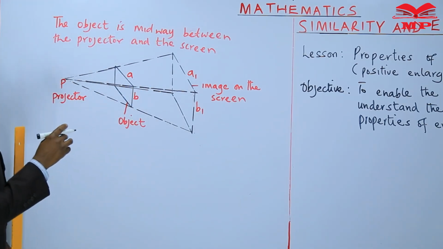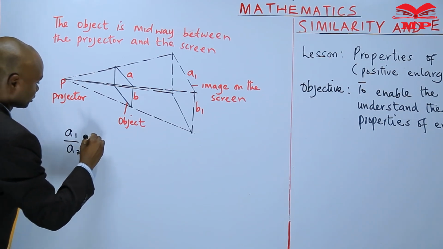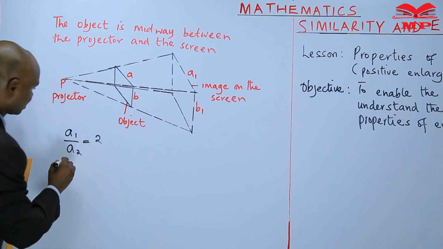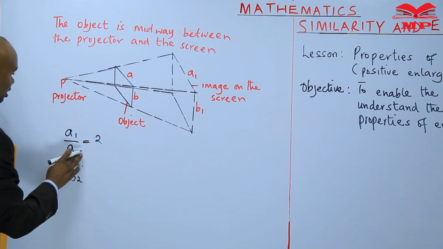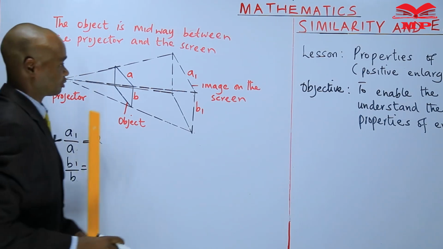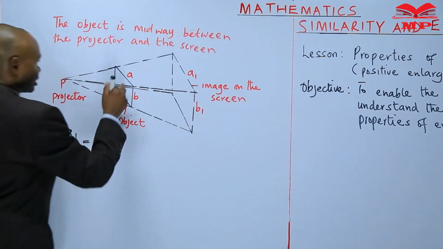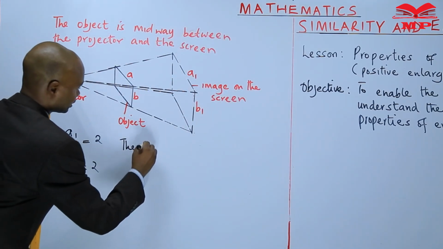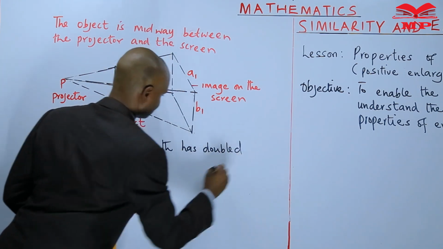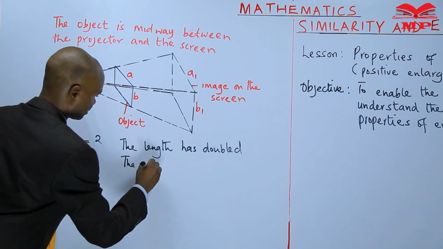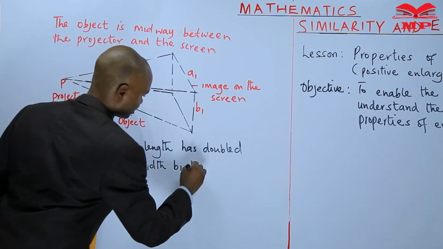When that happens, you'll find that A1 divided by A and B1 divided by B will give 2. What does that mean? It means the length has increased by 2. The length has doubled, and the width B1 has doubled.